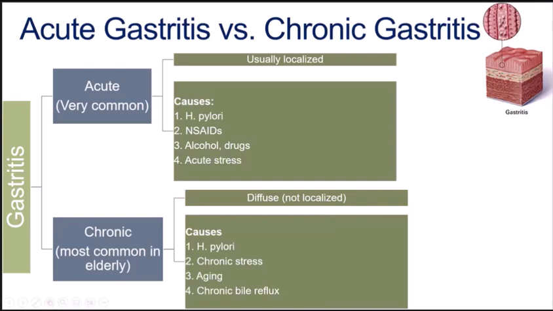So we know that gastritis is caused by injury to that protective mucosal barrier. And we've talked about H. pylori being a cause, but some additional causes of acute gastritis include the use of NSAIDs, which stands for non-steroidal anti-inflammatory drugs, alcohol and other drugs, and acute stress. I'm going to speak for a moment, though, about NSAIDs.